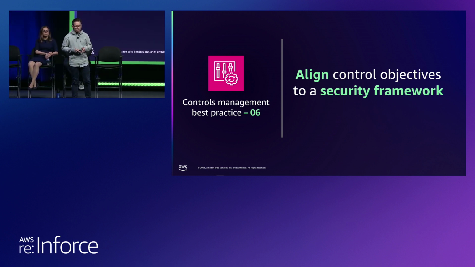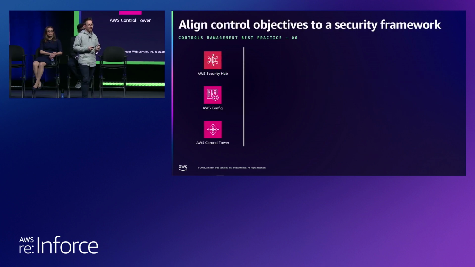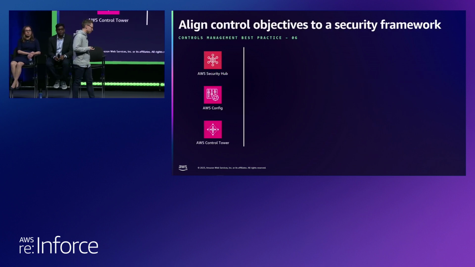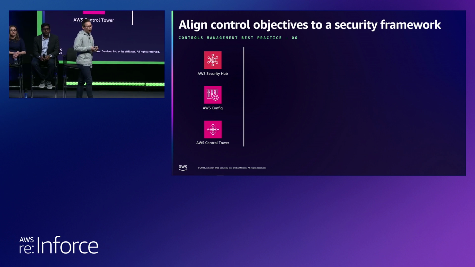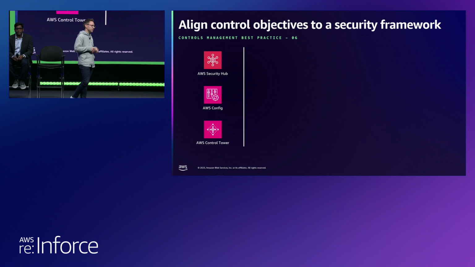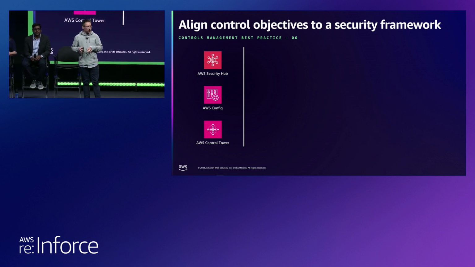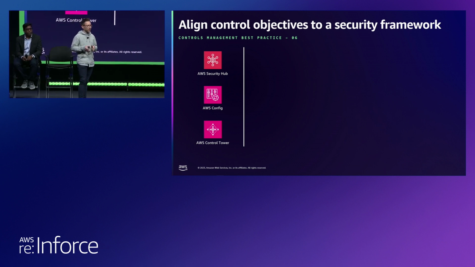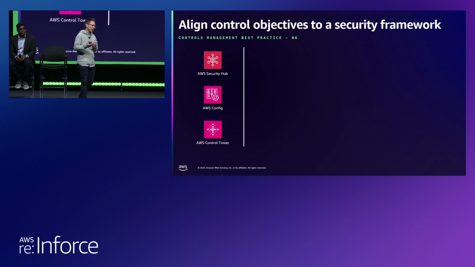This is going to make sure that you don't forget anything, right? It's very easy, as you get into large-scale environments, with hundreds or thousands of accounts and all sorts of different workloads and AWS services, to think you have all of your control bases covered. But if you don't have some sort of standard that guides you through that process, it's easy to miss something.